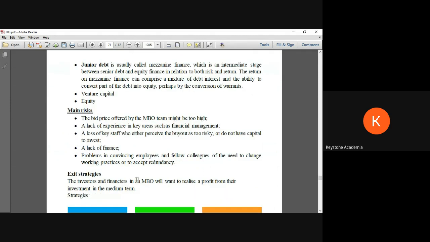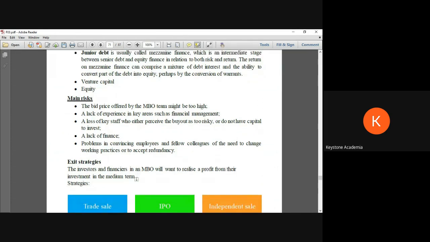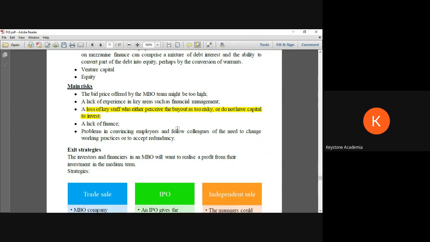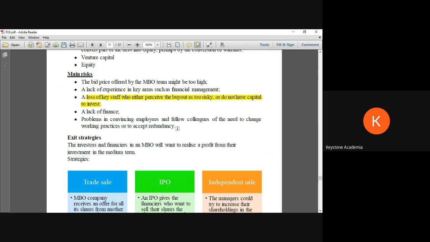What is the risk for us or for the company? You can say the bid offer price by the MBO team might be too high, lack of experience, loss of key staff. You just mentioned, right? This is a risk for DAISTRUK if we do that. Loss of key staff who either perceive the buyout is too risky or do not have capital to invest. And we are losing their staff as well. They won't have the finance. We want to help them, but at the same time, they won't be capable to do that on their own. And convincing the employees, the communications can also be a big challenge.